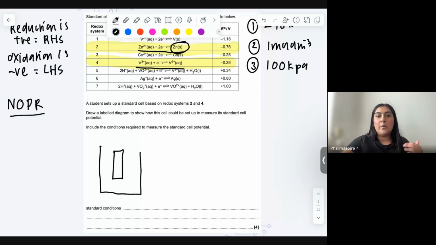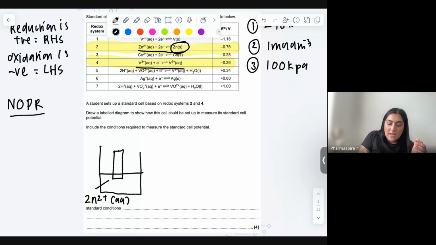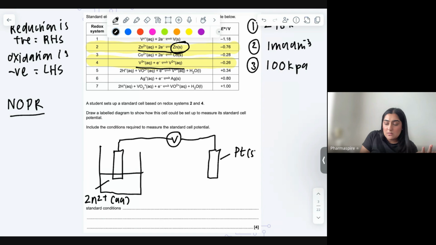Okay, so that's my general consensus on how to do it. So you do your little sea of water. We know we've got Zn2+ aqueous. Obviously, you do 1 mole per decimeter minus 3. You have your little electrodes joined together. You've got your voltmeter. It's going to go down to a platinum electrode. So I'm just going to put Pt, solid, right?